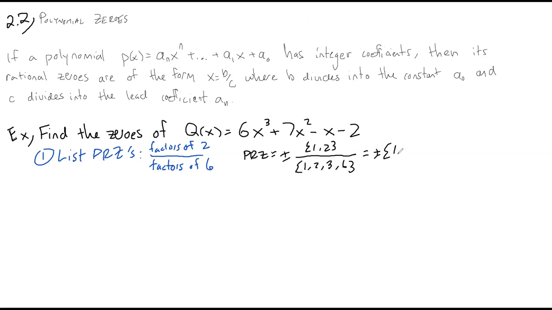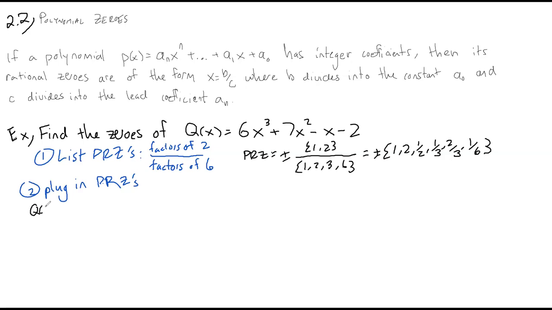I'd have 1 and 2, so 1 over 1, 2 over 1, 1 over 2, 2 over 2, which is 1, which I already got, so I don't need that. 1 over 3, and 2 over 3. And 1 over 6, and 2 over 6 is not in lowest terms, so I should already have it. So it would be my list of 6 things there. So just as before, I plug them in until I find something. And that's how we're going to do this, and hopefully it's not too bad.